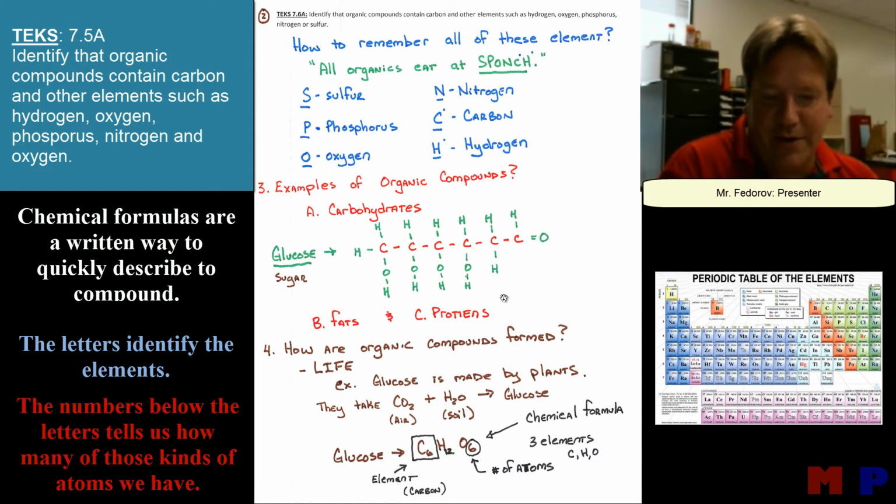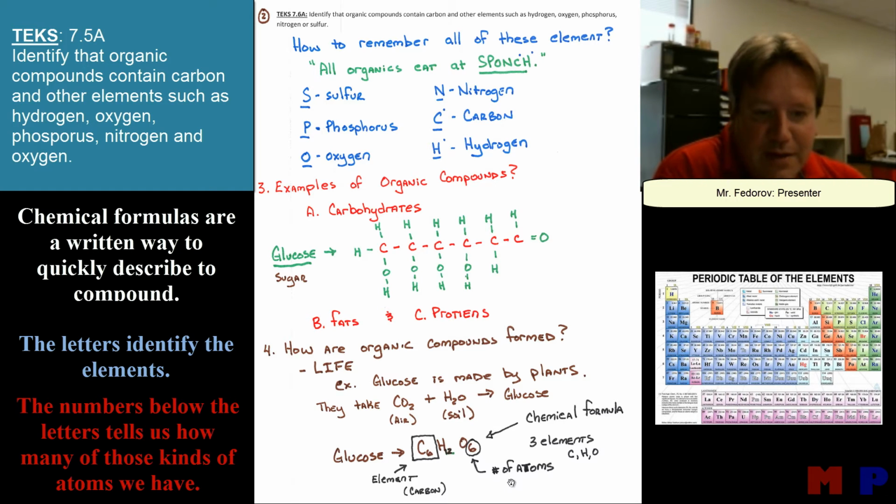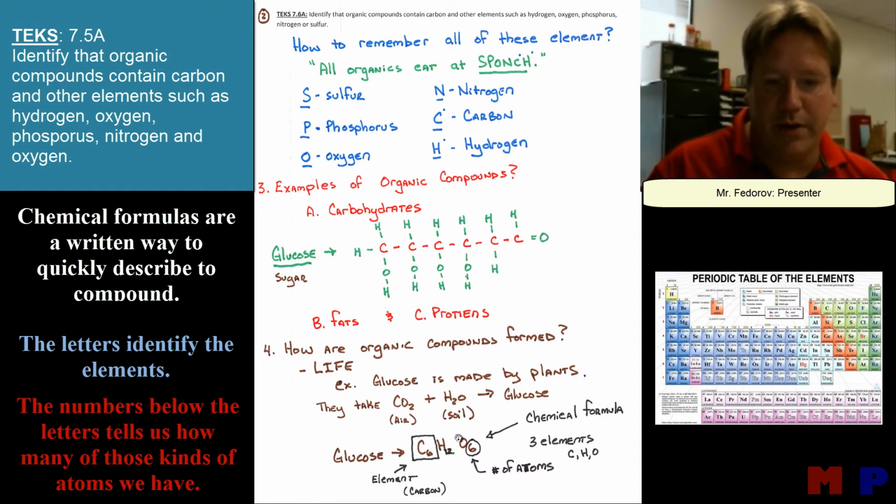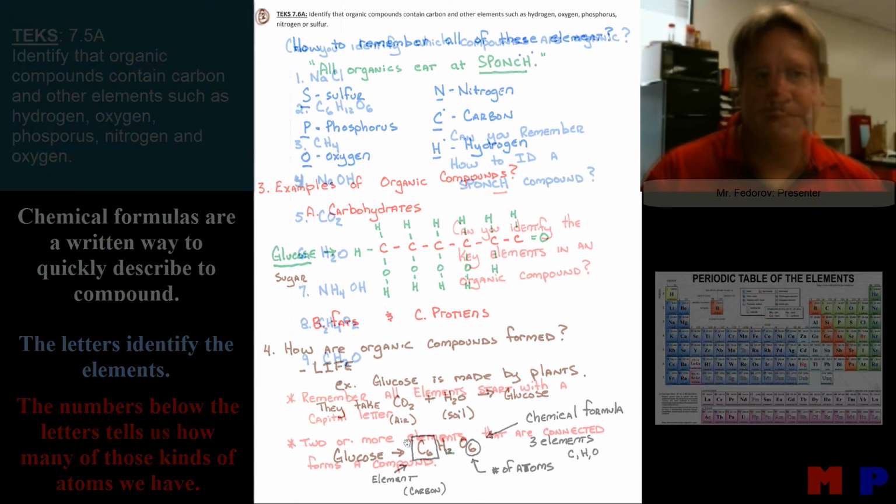So there's an error right here in the structure of glucose. There should be a 6 there, and that would be a glucose molecule. So altogether, this is a chemical formula, and we are going to move on now and try to identify some different types of organic compounds.